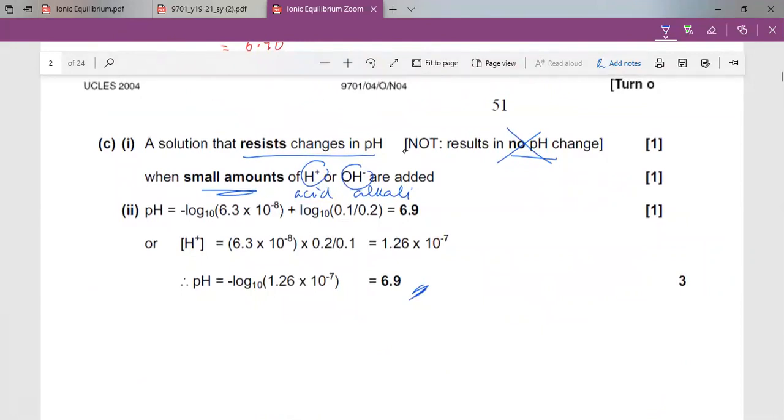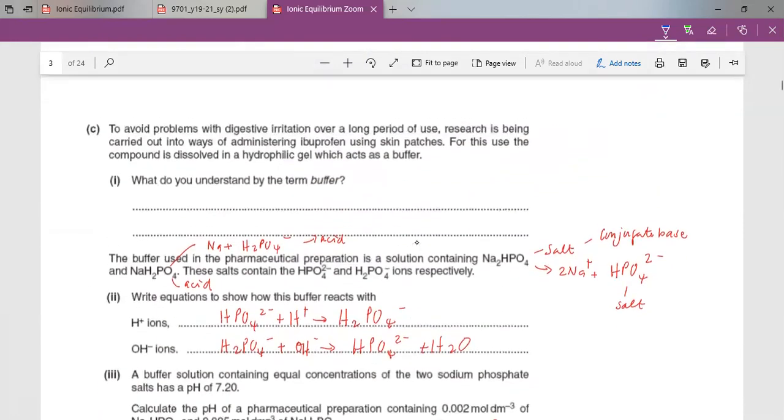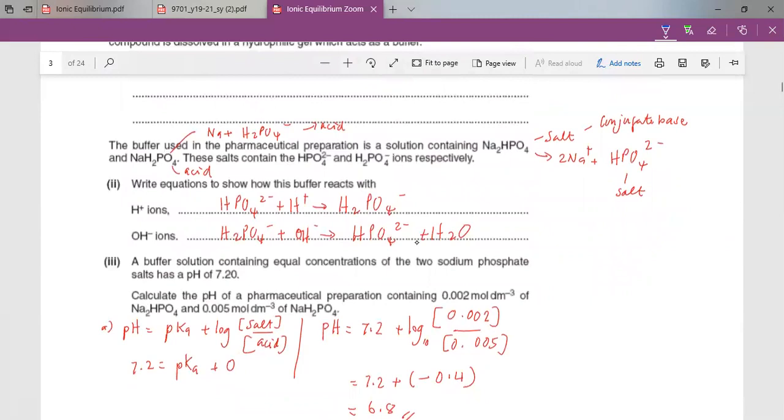Another one, of course, is the same as this phosphate, disodium hydrogen phosphate. It comes up quite often. Now, the buffer used in pharmaceutical preparation is a solution containing... So now, as I told you already, you need to know all this.